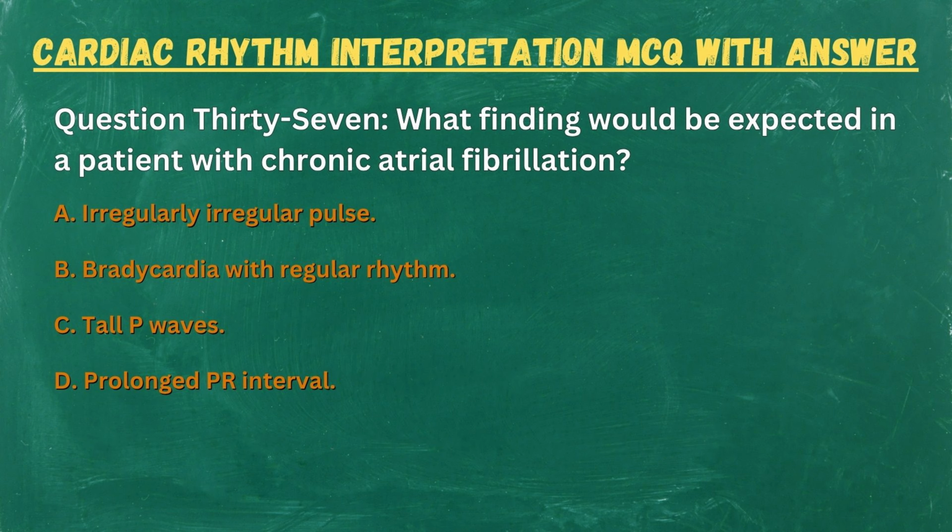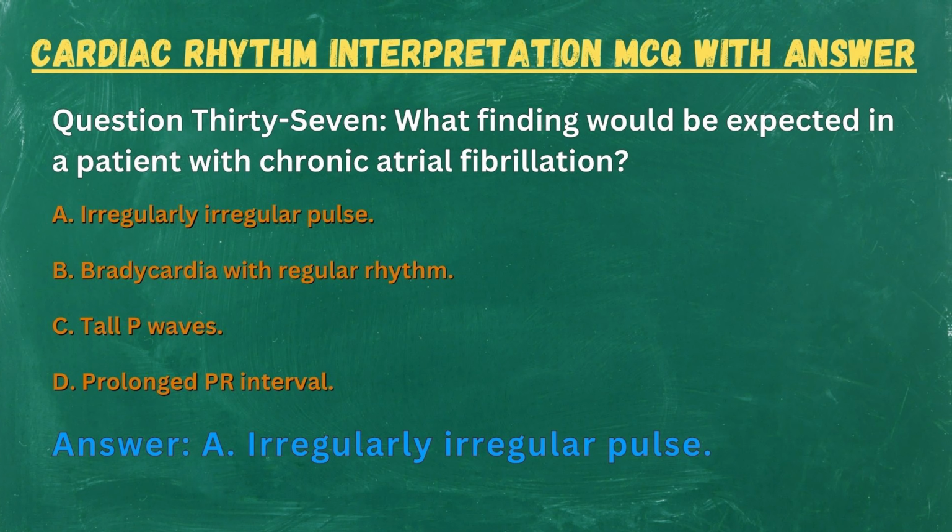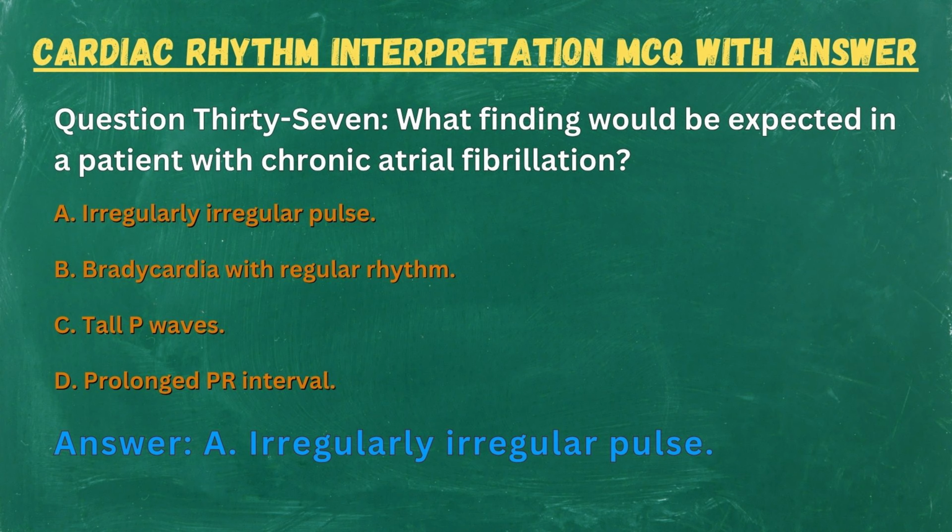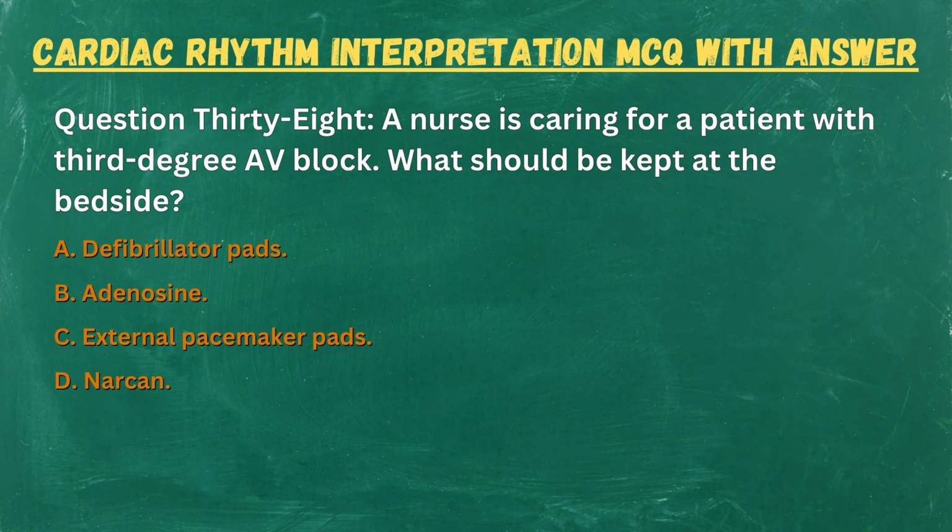Question 37. What finding would be expected in a patient with chronic atrial fibrillation? A. Irregular pulse. B. Bradycardia with regular rhythm. C. Tall P waves. D. Prolonged PR interval. Answer: A. Irregular pulse.